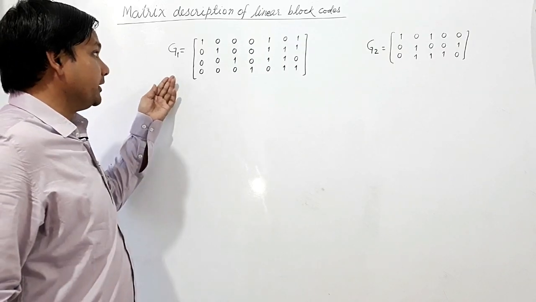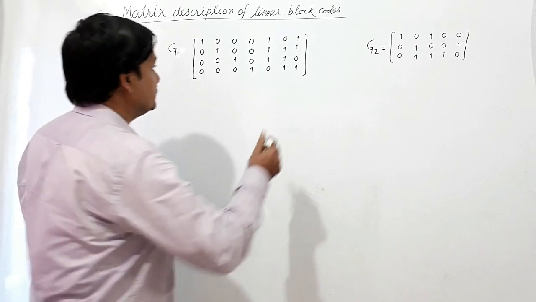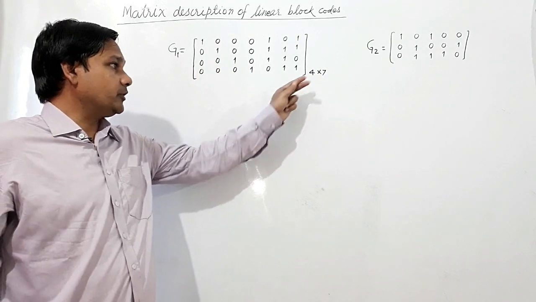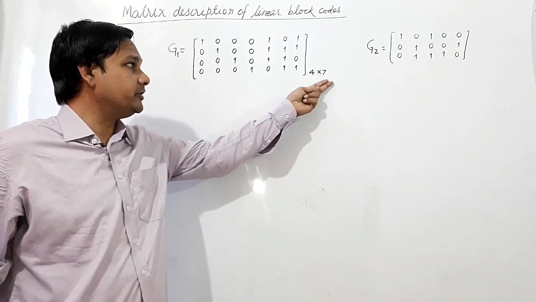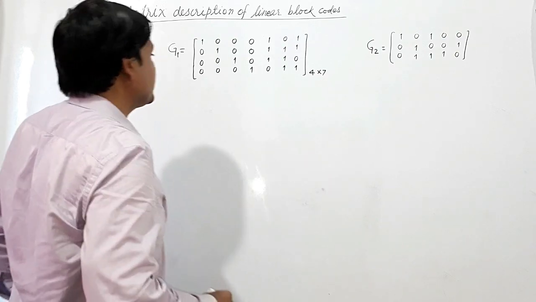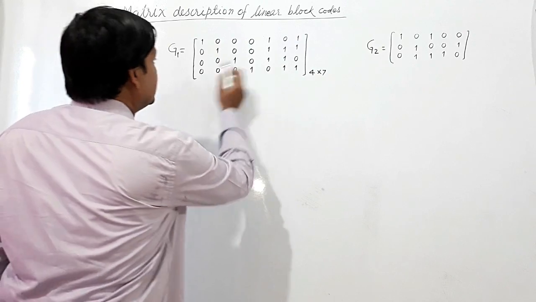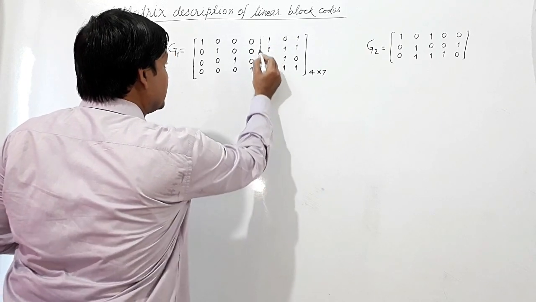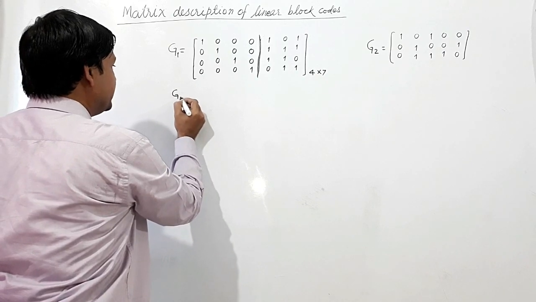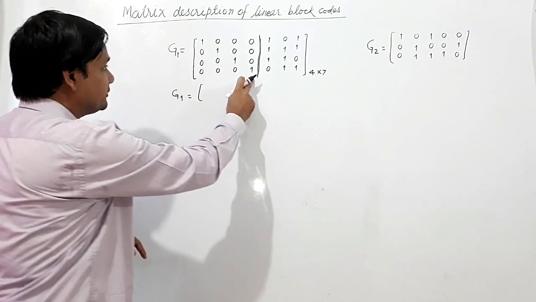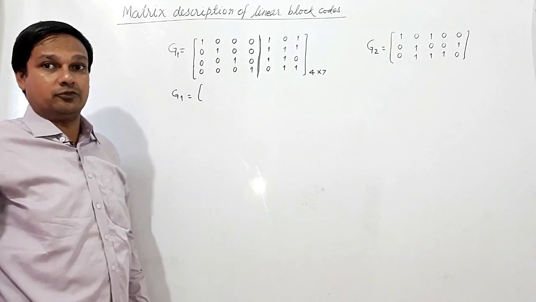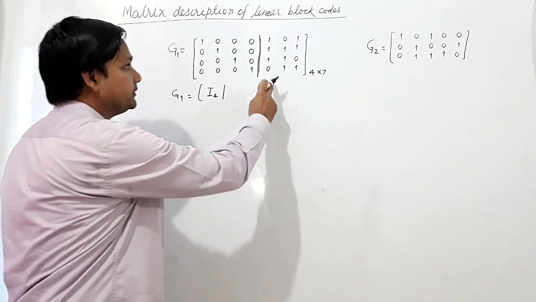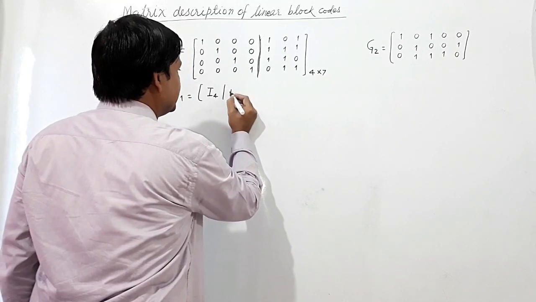Here, G1 is a matrix of order 4 by 7. It means 4 information bits can be converted into 7 bit code word. Here we can see that this matrix is in systematic form because G1 can be written as, if this is a matrix, this is an identity matrix of order 4 by 4. So I can write it I4 and something is appended here. That is known as parity matrix.